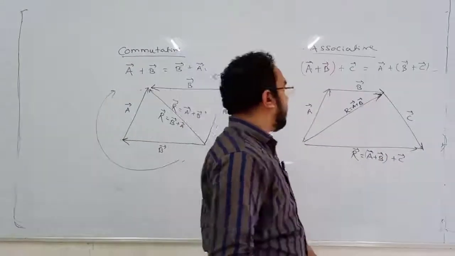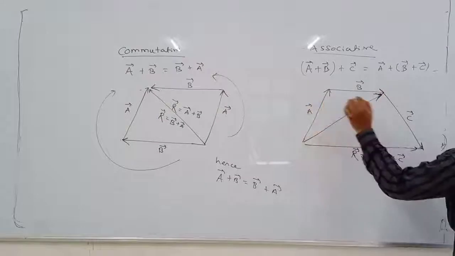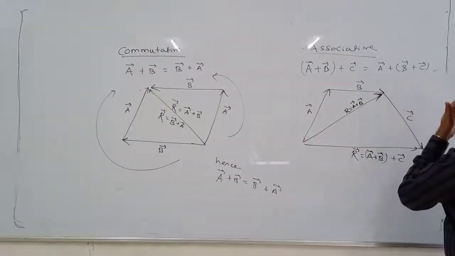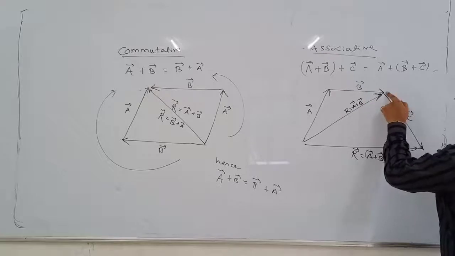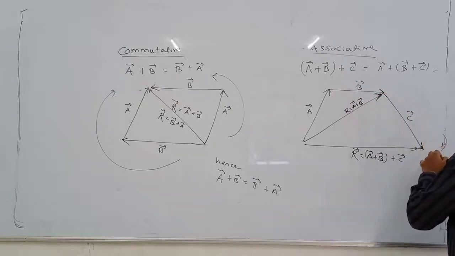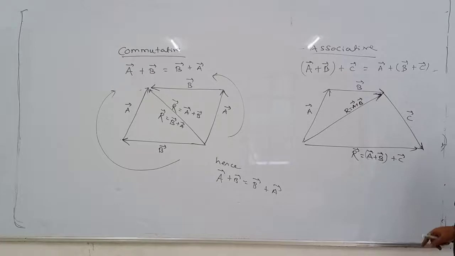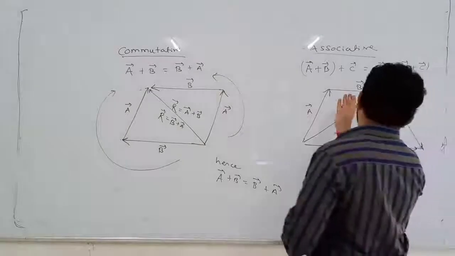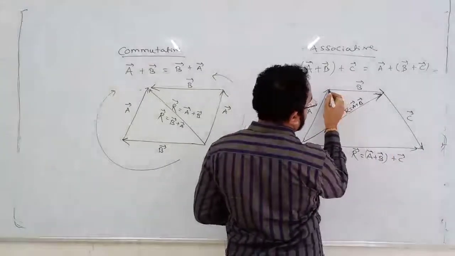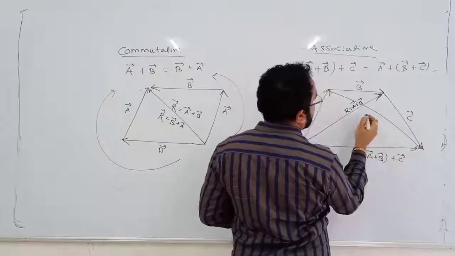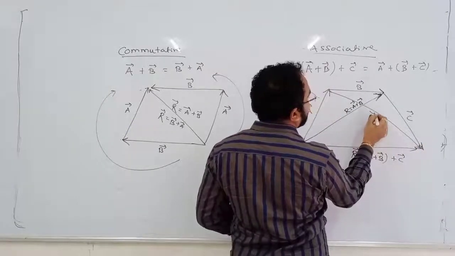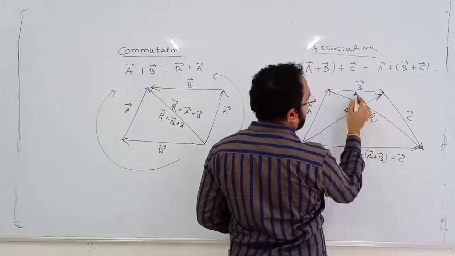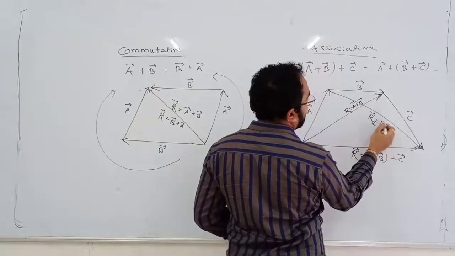Another thing, if I think of A separate and B plus C. Now for B plus C, tail-head is B, tail-head is C, in the same manner, the direction is clockwise, so the resultant will be anti-clockwise. Anti-clockwise means like this, from here, anti-clockwise. This is the resultant completing the triangle. What is the resultant? This is R1, and this is R2, which is B plus C.